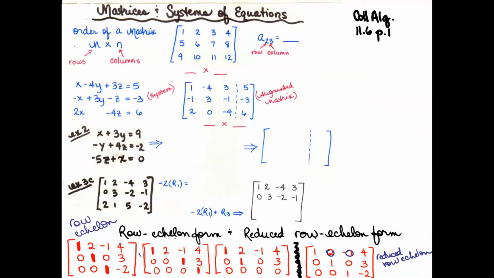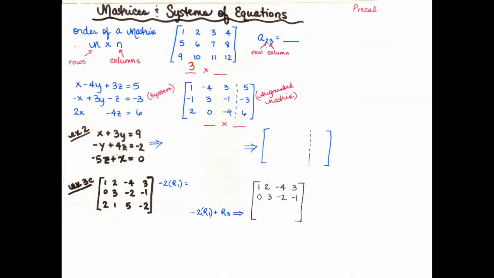Section 11.6, just so you can see how this fits together. Remember that we started off talking about the order of matrices, that this one was a 3x4. We also talked about how you could label each individual number in the matrix as an entry.